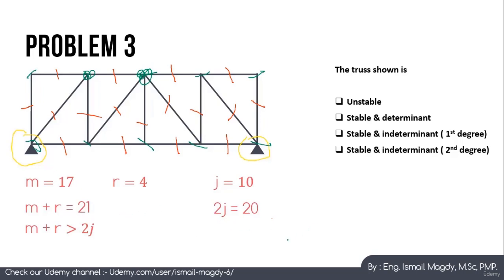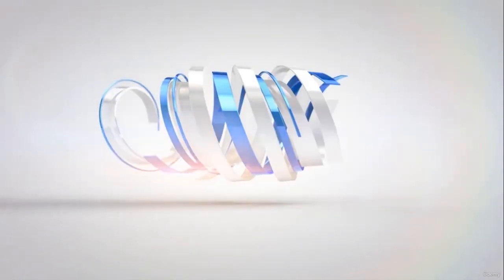So this means that our truss is stable and indeterminate of the first degree, because the difference here is only 1 between the M plus R and the 2J. So this is the answer: stable and indeterminate of the first degree.